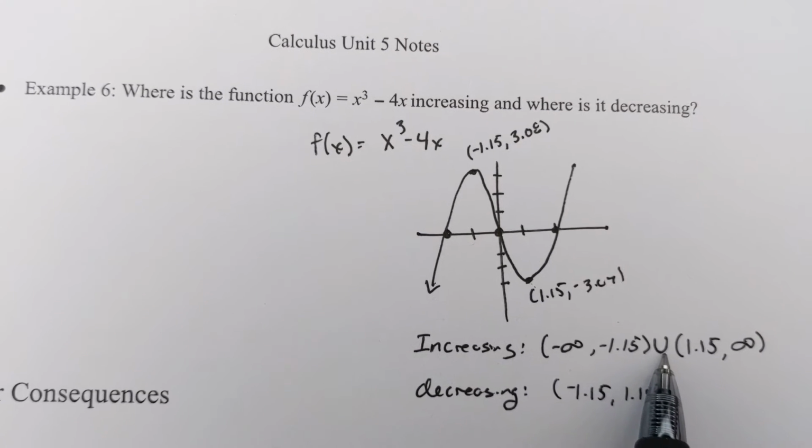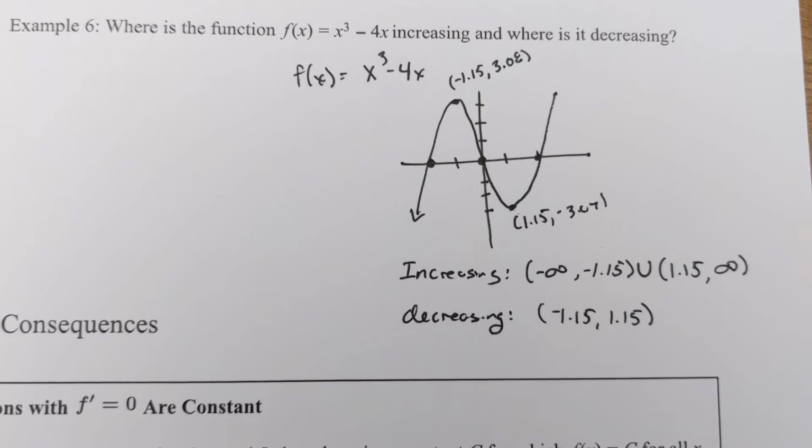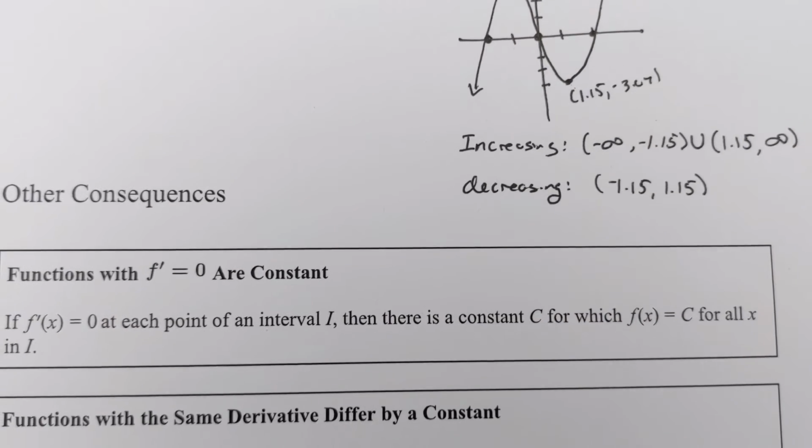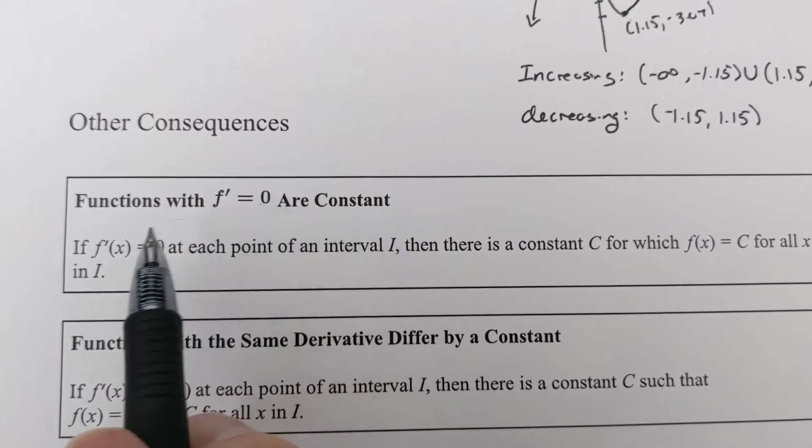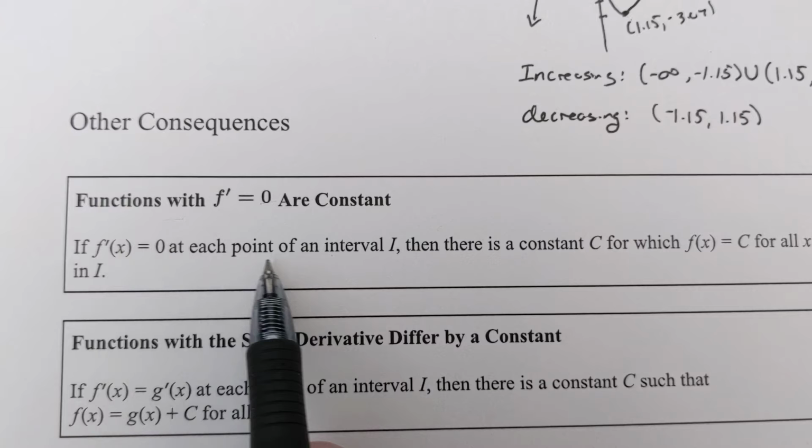Remember, the symbol here is the union. It joins two inequalities, or two intervals. Okay, other consequences: if your derivative is 0, you have a constant function, meaning it's a flat, straight line.